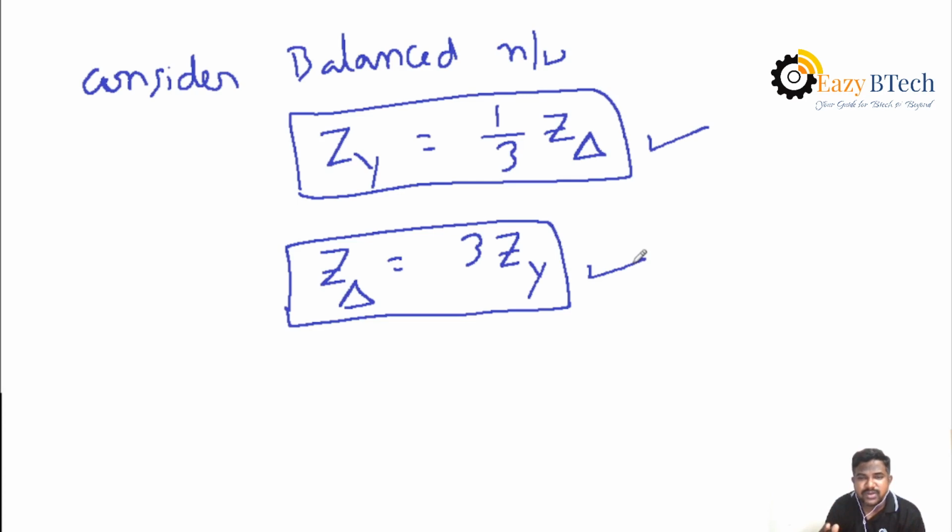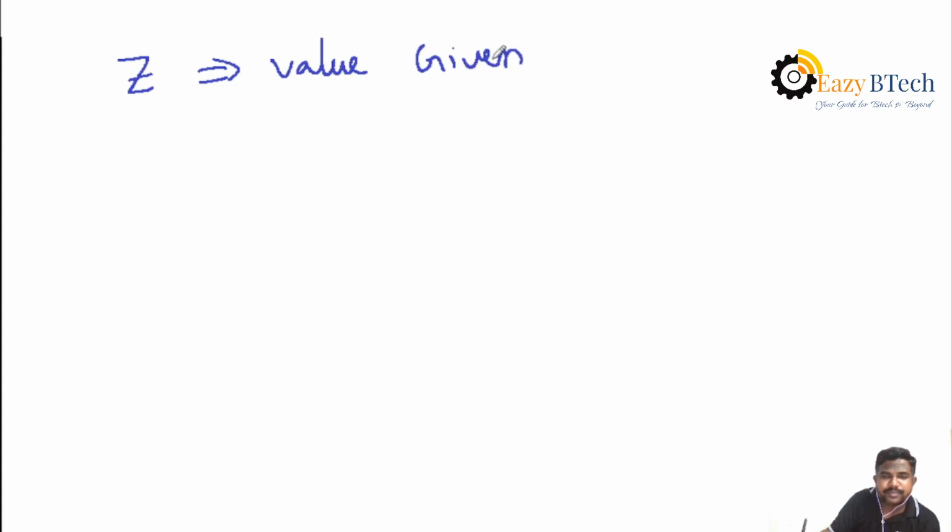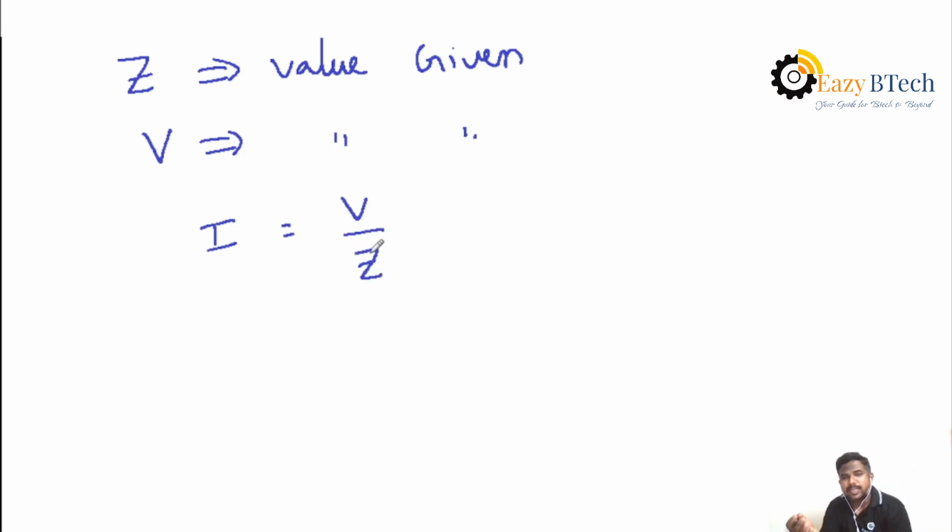Simply, if one of the network values is given, you can find out the other network values. Suppose star is given, we have to find out delta values. If delta is given, we have to find out the star values. Okay? And also in problems, suppose the Z value is given in a balanced case, and also phase voltages or line voltages are given. Then you have to find out the current by using the formula in each branch, each line or each phase. Then I equal to V by Z.